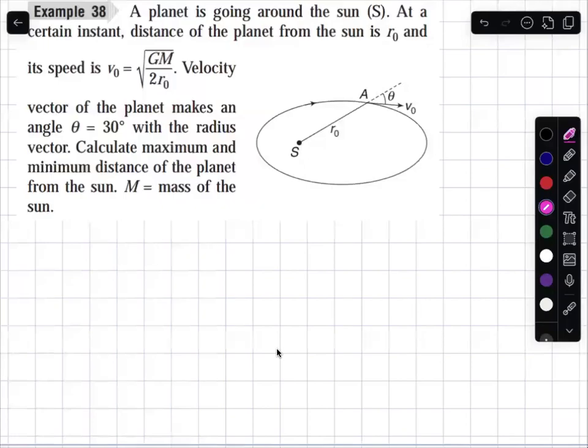Please go through this question. A planet is going around the sun. You can see the sun is a focus point. At a certain instant, the distance of the planet from the sun is R0, and its speed is also given, V0. And the angle is also given, fortunately. Calculate the maximum and minimum distance of the planet from the sun.